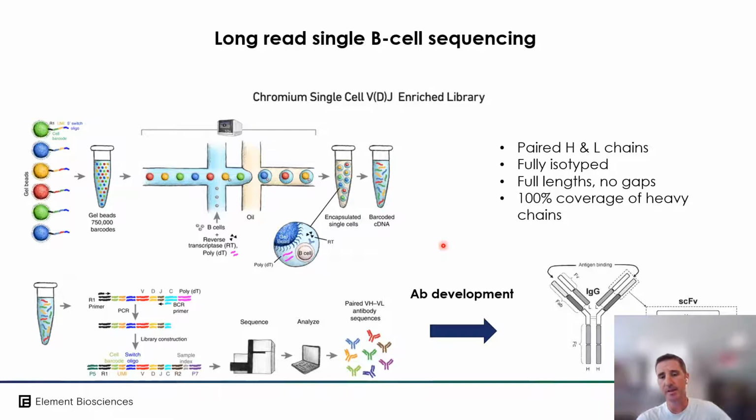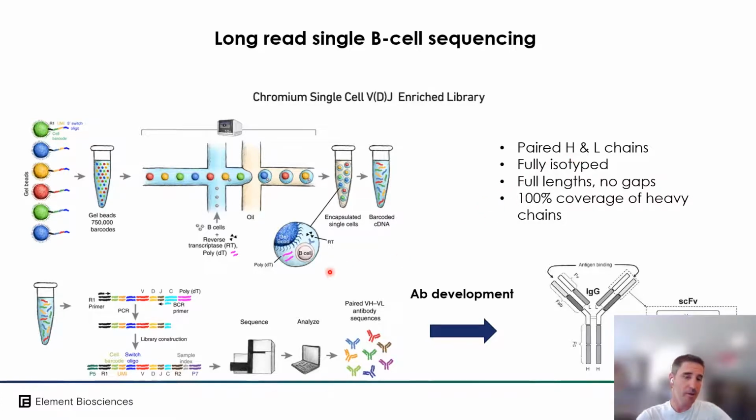So sequencing this with long reads enables you to get both the paired heavy and light chains, fully isotyped reads, full-length reads starting from the very 3' to the 5' of the gene. You can place your primers anywhere, and you get an extremely accurate long read that is a full-length long read with no gaps and a uniform quality score throughout the length of the read. So you're getting 100% coverage of the heavy chains and the heavy and light chain information.